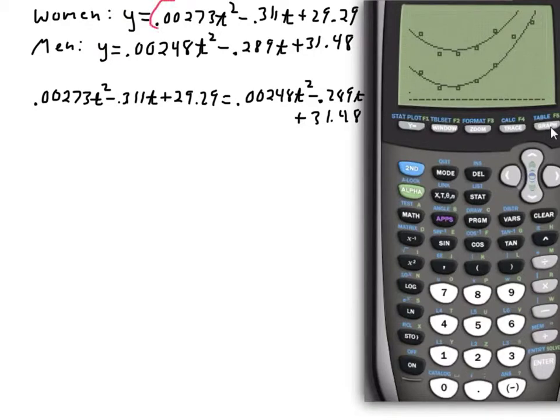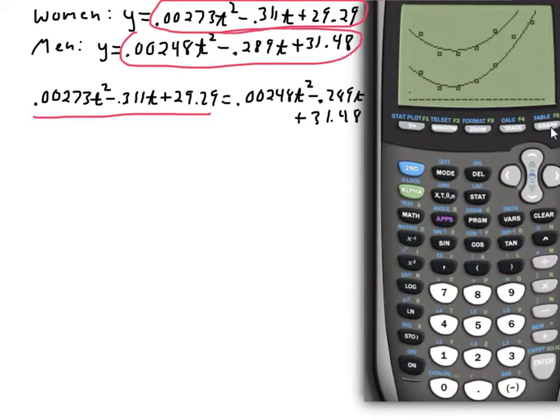I've just taken this entire equation and put it on the left side of the equation, and then taken this entire model for the men and put that on the right side of the equation. I couldn't quite fit it, so I had to go down to another line there. So we basically have the women's model equaling the men's model. To solve that, we want to get a 0 on one side, so we want to collect all the terms to the same side of the equation. And then we'll just go ahead and use the quadratic formula.